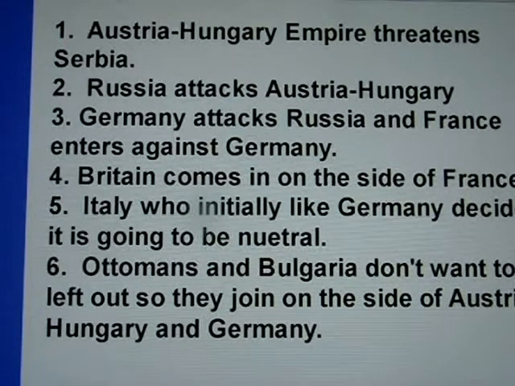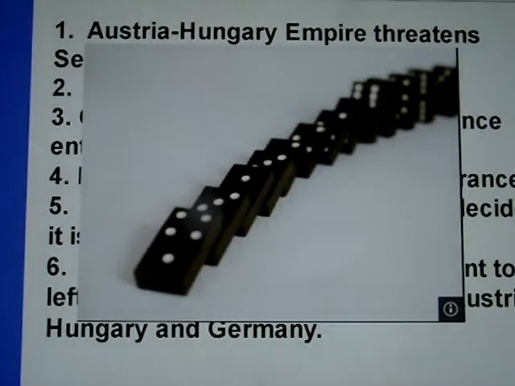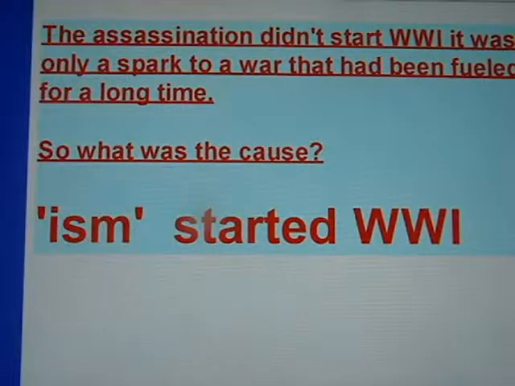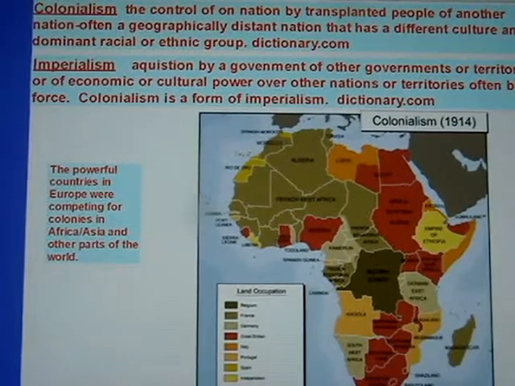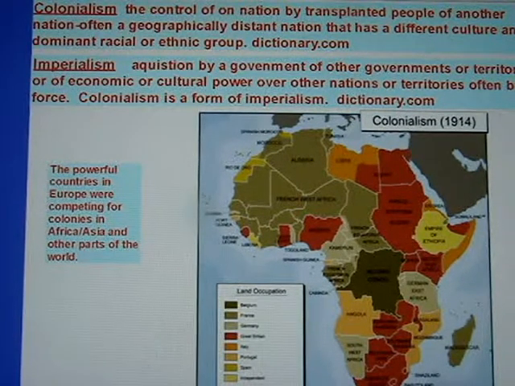At this point, you've got to be wondering, one assassin's bullet caused all that to happen? Made all those dominoes fall and brought all of Europe into World War I? There's got to be more to the story. And in my estimation, indeed, there is a lot more to the story. What really started it was ism. And you're wondering, what is ism? Well, let's start out with these two isms.